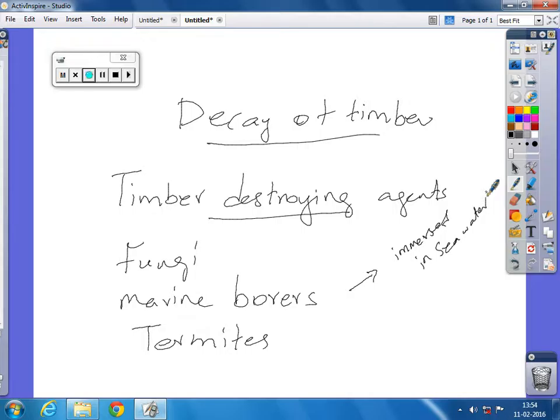Have you seen timber getting deteriorated? What do you mean by deteriorated? Breaking. Have you seen timber breaking into small pieces? How does that happen? Because of these timber destroying agents, they get into the timber and eat it, as I said. After a period of time, marine borers in the sea water eat the timber, which is already affected by the sea water, and the timber disintegrates.